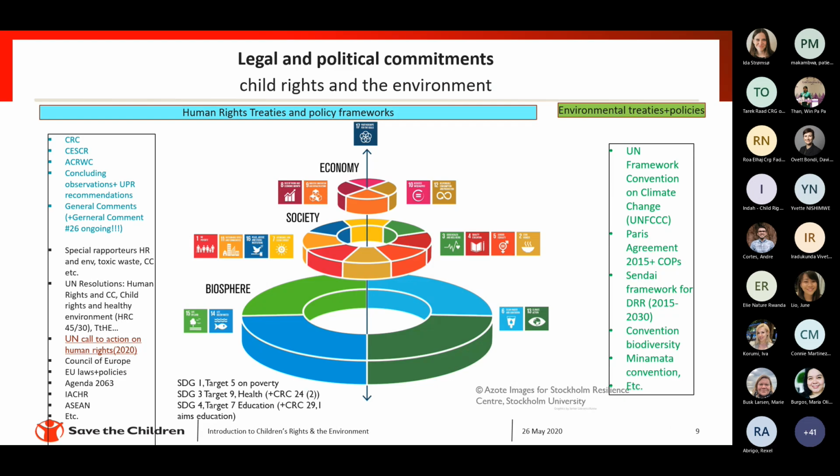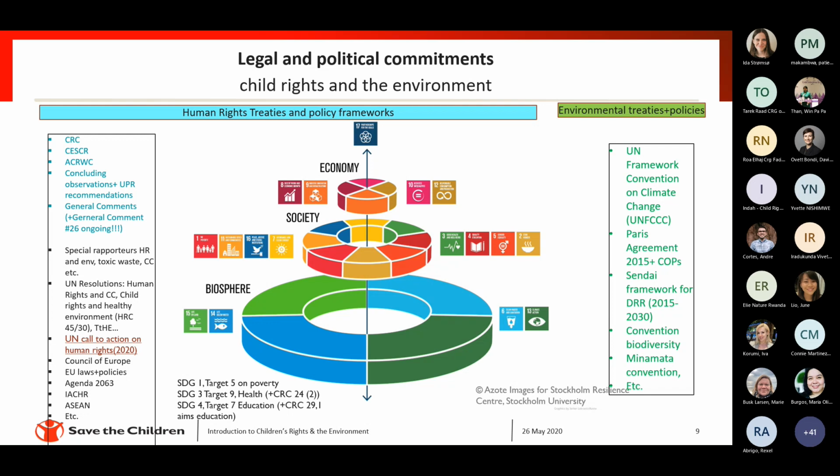So here we see the impacts on children, but it's a child rights issue. It's not just about vulnerability, it's a rights issue. And there are many here. I'm not going to go through the details of the slides, but just to show you that actually there are legal and political commitments and obligations. Some of them on the left side relate to human rights, some in the middle relate to the Sustainable Development Goals, and some relate to environmental treaties and policies.